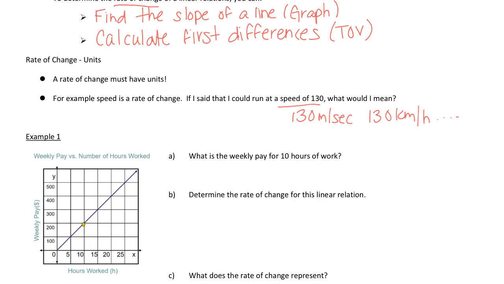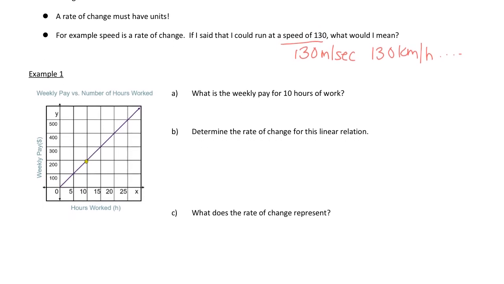Let's look at this example here. This example has our independent variable as the hours worked, and our dependent variable as how much we get paid. First, let's take a look at what the weekly pay is for 10 hours of work. Well, 10 hours of work takes me up to here. It's not the best graph, the numbers aren't right beside it, but this is $200 when I take a look at that line and look at where 10 hours of work is.